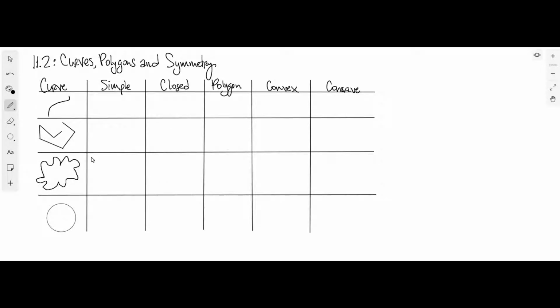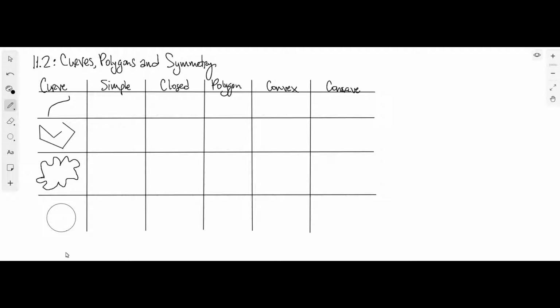Hey guys, we're going to talk about section 11.2, which is curves, polygons, and symmetry. I'm just going to go through some content with you, make sure that you're getting the ideas. I'm going to do it as quickly as possible again. So the first thing we want to talk about are all of these terms up here.